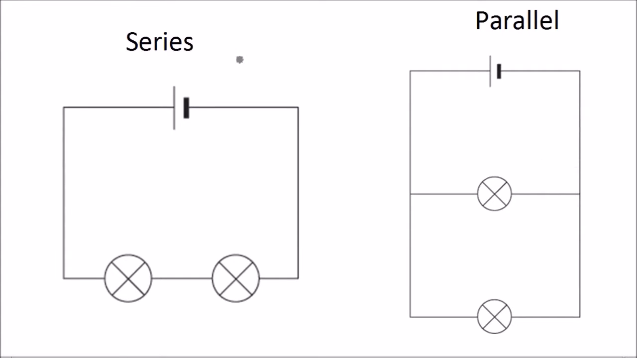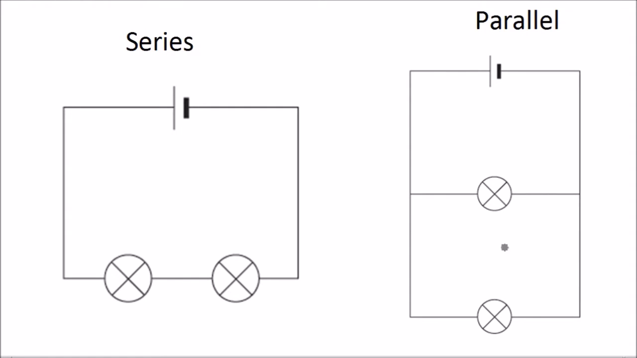So here they are. This is a series circuit. It only has one loop and all the components are in the same loop. So these two lamps are in series with each other. A parallel circuit has more than one loop. So that's one, that's the second. The two lamps are on separate loops, so they are in parallel to each other.